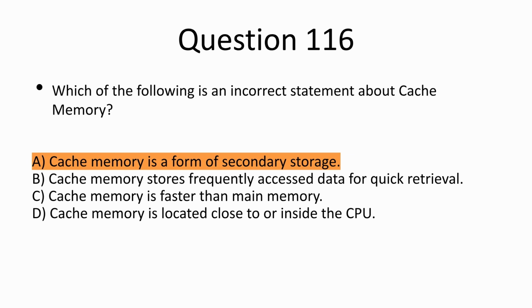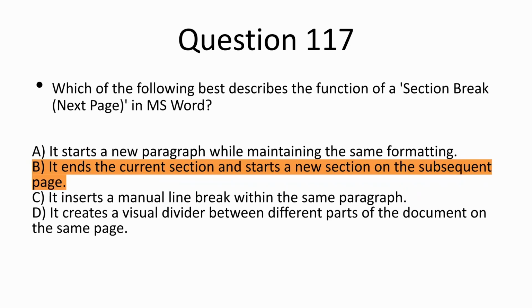Question 116 asks, which of the following is an incorrect statement about cache memory? The incorrect statement is A. Cache memory is a form of secondary storage. Question 117. Which best describes the function of a section break next page in MS Word? It is B. It ends the current section and starts a new section on the subsequent page.